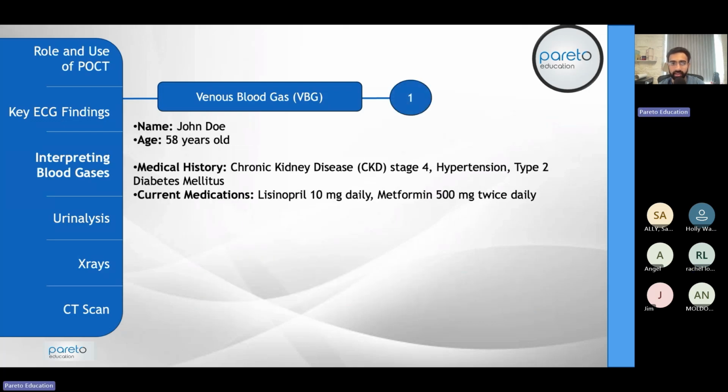So here's our first case. John Doe, a classic 58-year-old. Chronic kidney disease stage 4, hypertension, type 2 diabetes. Current medications include lisinopril 10 milligrams daily, metformin 500 milligrams twice daily.